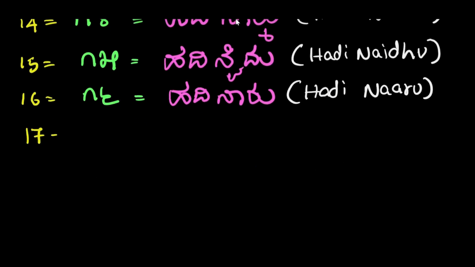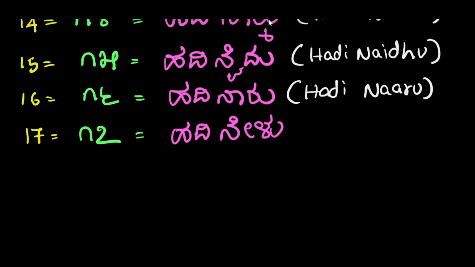The next one is 17. 17 ಏನಂತಾರೆ ಗೊತ್ತಾ? 17 is Hadi Nedu. Very good. Hadi Nedu. 17.